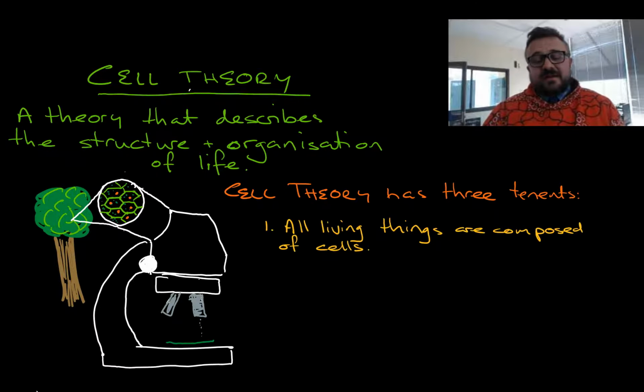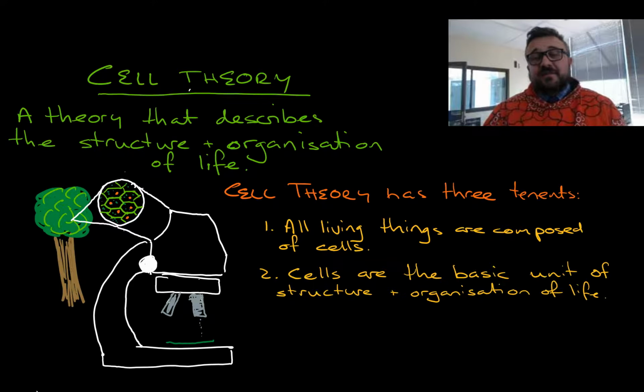One, all living things are composed of cells. They're all made of cells. Everything that's alive is made of cells. Then two, cells are the basic unit of life. In other words, you can't get smaller than cells, and everything's organized in that sort of pattern using cells.